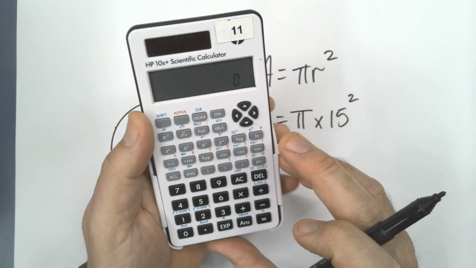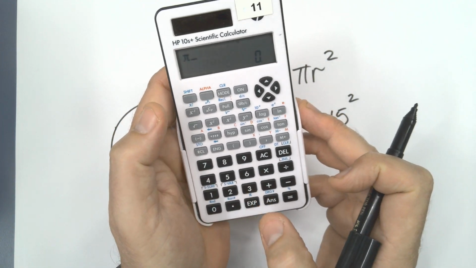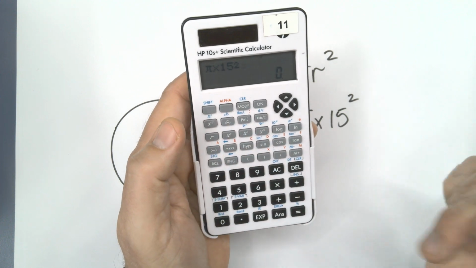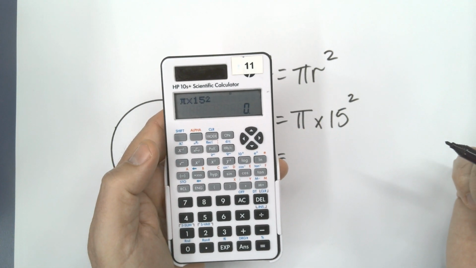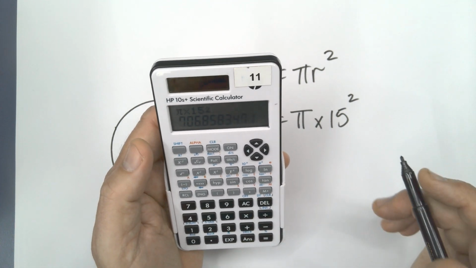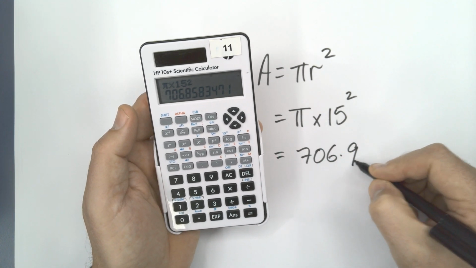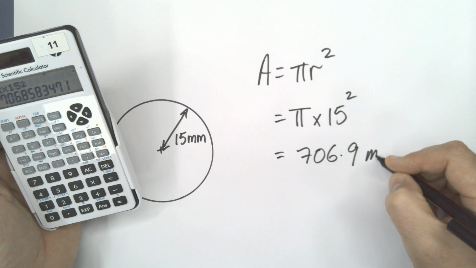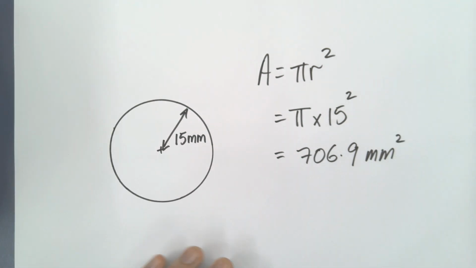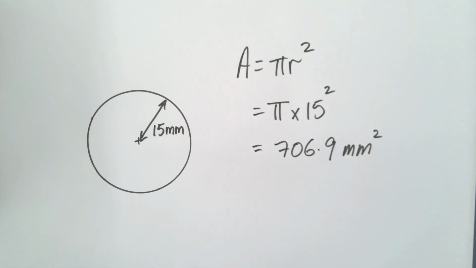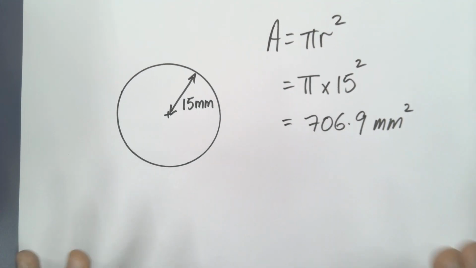I just go shift pi times 15 squared. So you see how I just mimicked that there. Now this time it's 706, I'm going to round that to 1 decimal place, millimeters squared. Now just while we've got this number here, the question may well ask you to convert that into centimeters squared, because this is going to be a thing on the test.